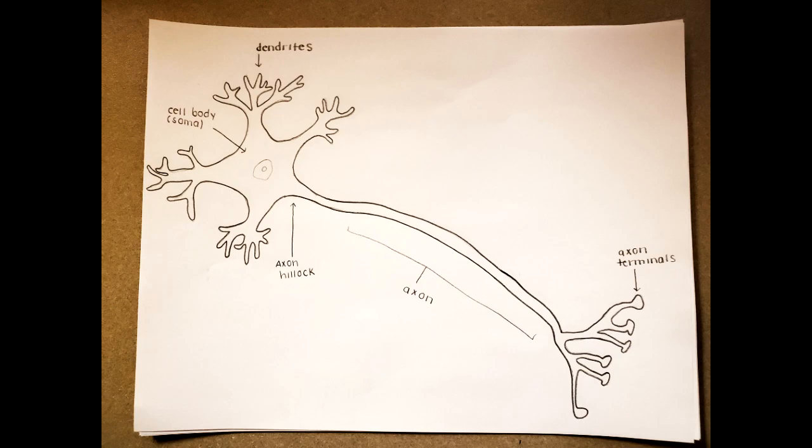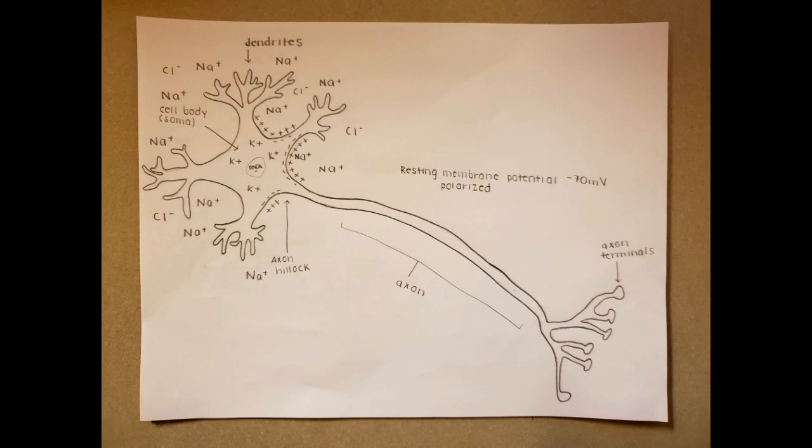This is an image of a neuron. A neuron is composed of dendrites, a cell body, axon hillock, axon, and axon terminals. The cell body or soma contains the nucleus. The nucleus contains negatively charged DNA.